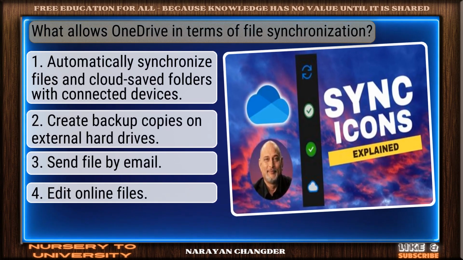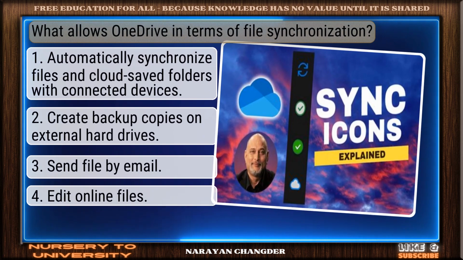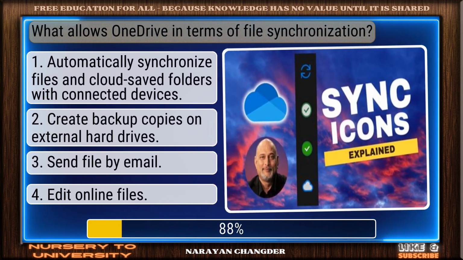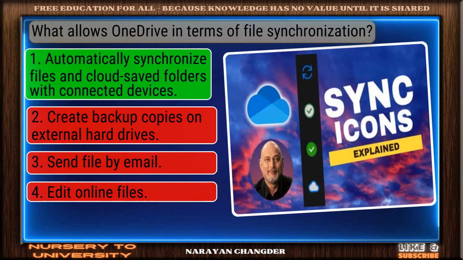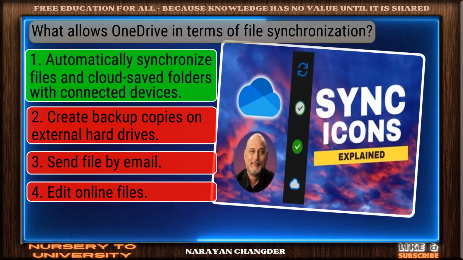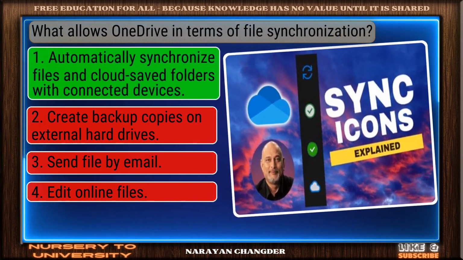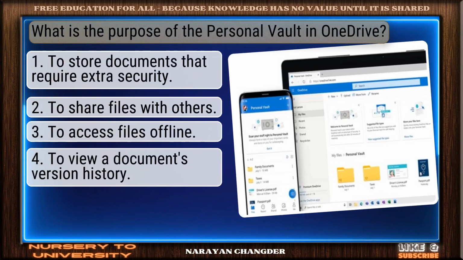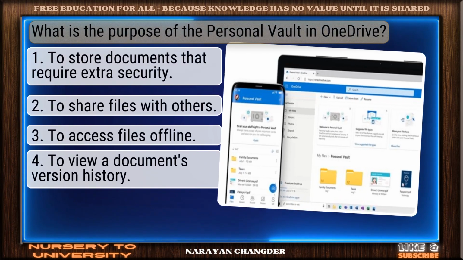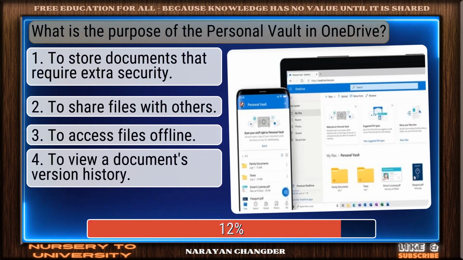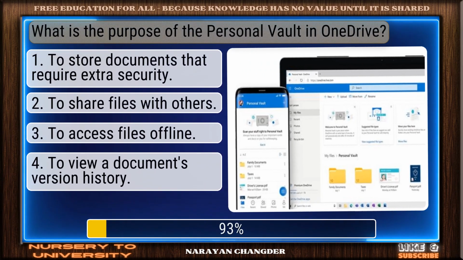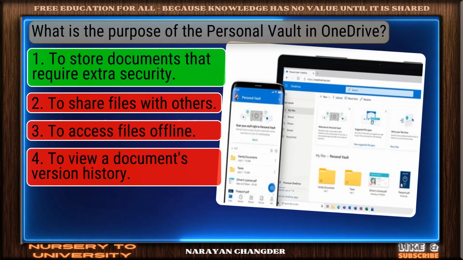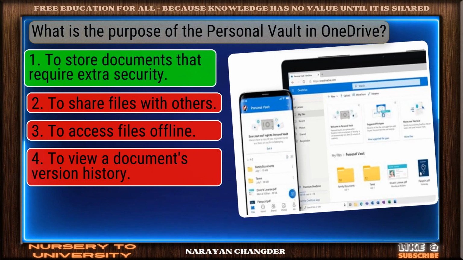Question number 33. What allows OneDrive in terms of file synchronization? Correct response. Automatically synchronize files and cloud-saved folders with connected devices is the most accurate answer. Question number 34. What is the purpose of the personal vault in OneDrive? Bravo. To store documents that require extra security is the answer.